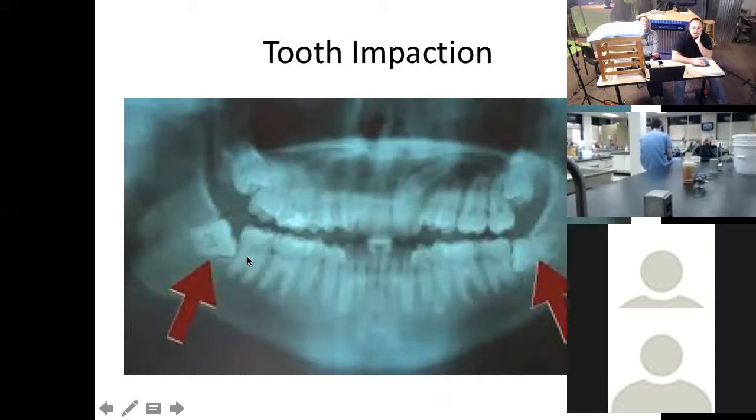As I said, this is pretty common, and it is the reason that most people get their wisdom teeth out. The wisdom teeth are just another name for the third molar on either side, and they're the last ones to grow in, usually somewhere in the teenage years.